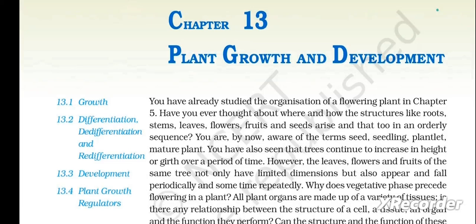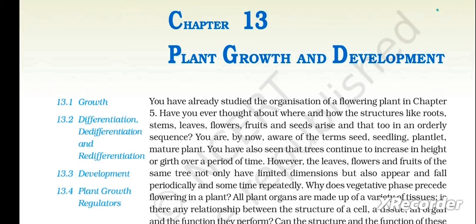And today's lesson is from NCERT Biology, Class 11, Chapter 13, Plant Growth and Development. In this, four topics are there. First one is growth, second one is differentiation, de-differentiation and redifferentiation. Third one is development and fourth one is plant growth regulators.